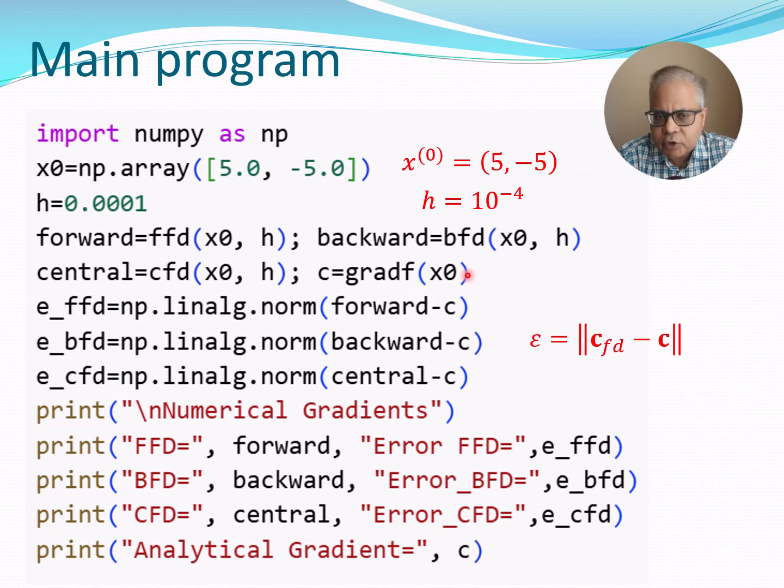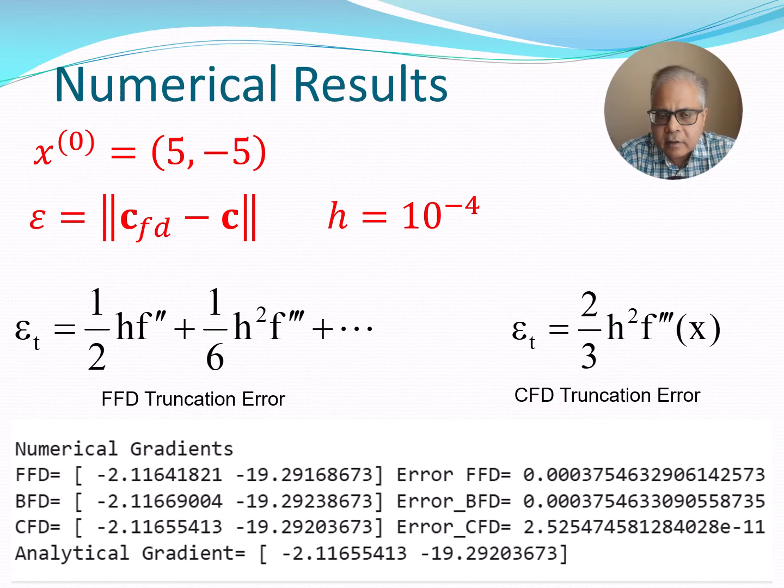Now one of the things I need to find out is how close these vectors are to the actual gradient vector. So for that I define this norm, and this norm is simply the difference between the norm of the finite difference versus the exact solution. So this is what I have put here, and then I print out these numerical gradients for the given problem. So I print out the forward difference value, the backward difference value and the central difference value, and then I also print out the exact value for the gradient. Let's take a look at this.